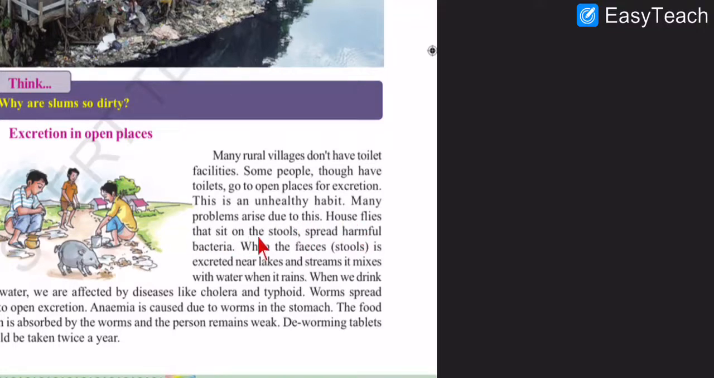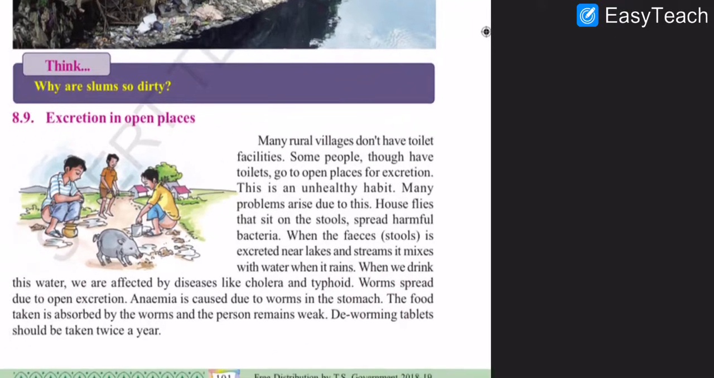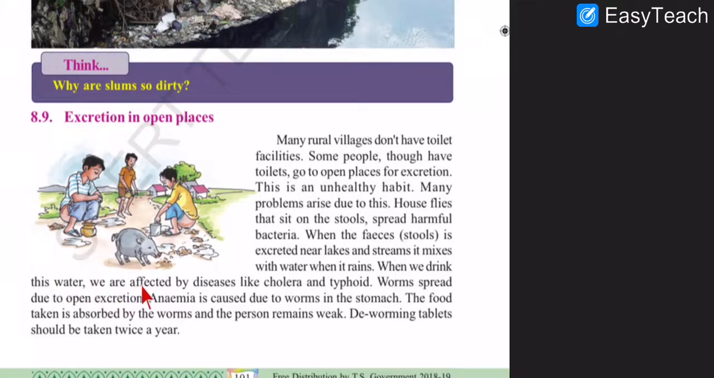Houseflies that sit on the stools spread harmful bacteria. When the stools is excreted near lakes and streams, it mixes with water when it rains. When we drink this water, we are affected by diseases like cholera and typhoid. Worms spread due to open excretion.